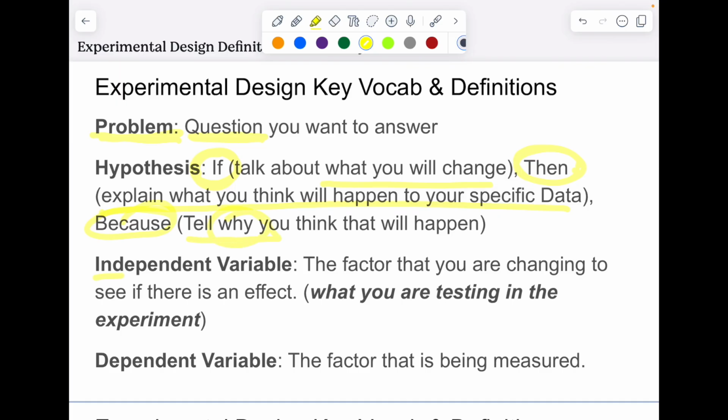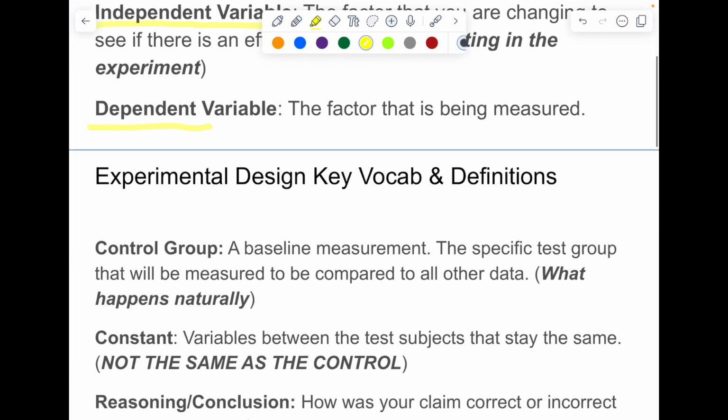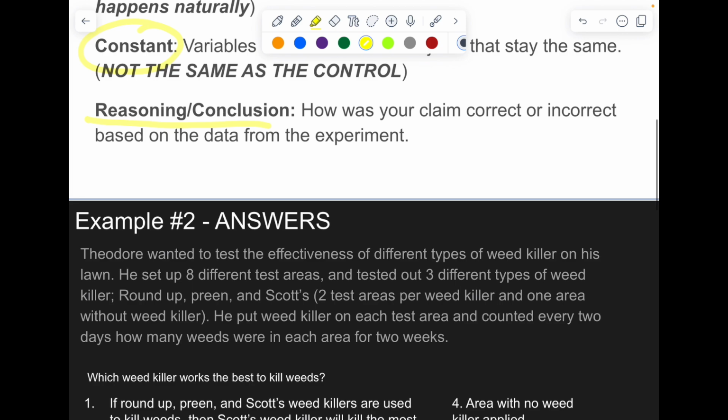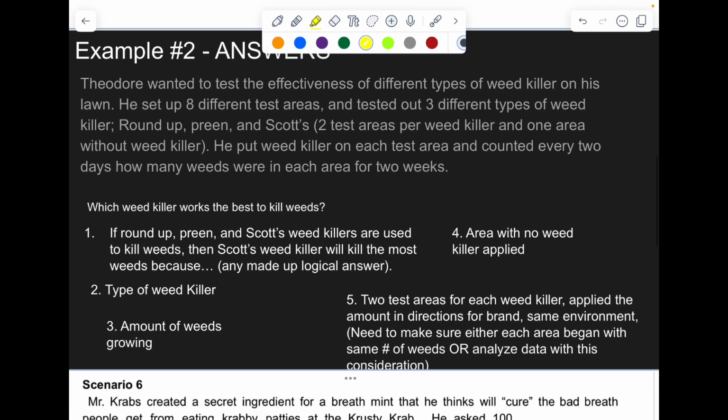You should be able to identify variables such as the independent variable and the dependent variable. You should be able to identify your control group as well as constants, and then be able to write a conclusion. So we did do several examples, and I've got another example here for you.